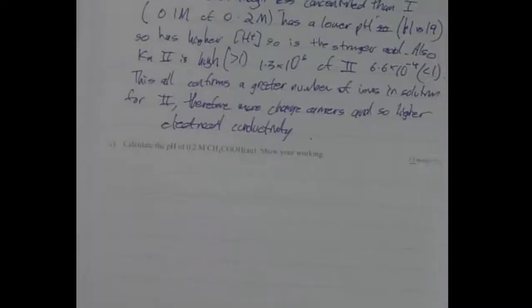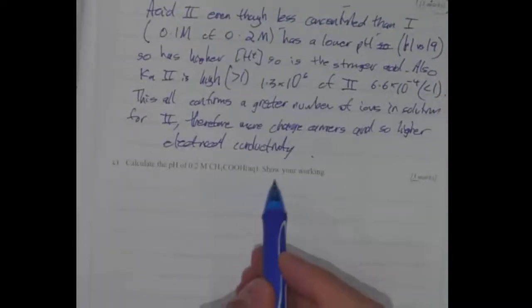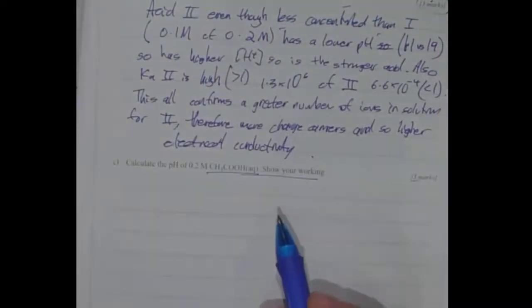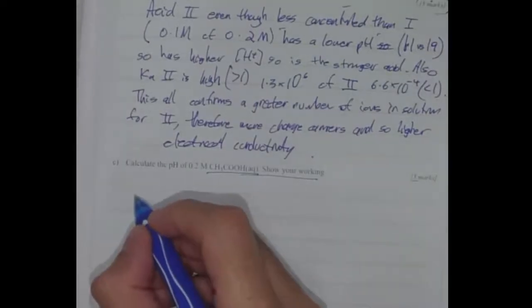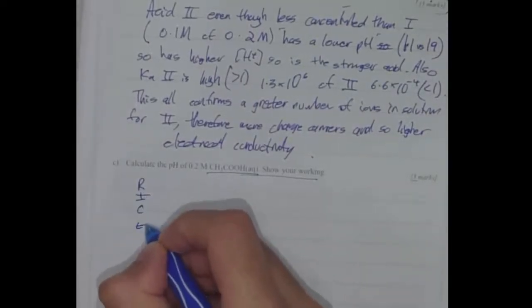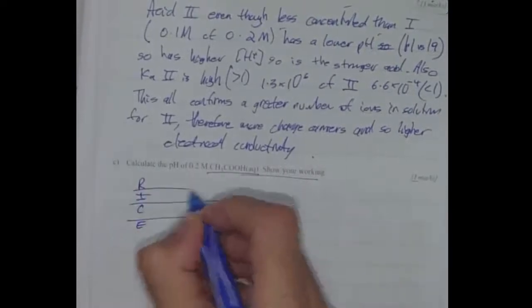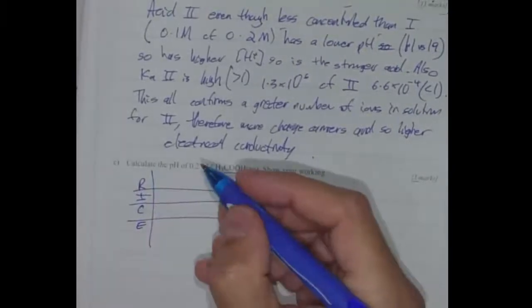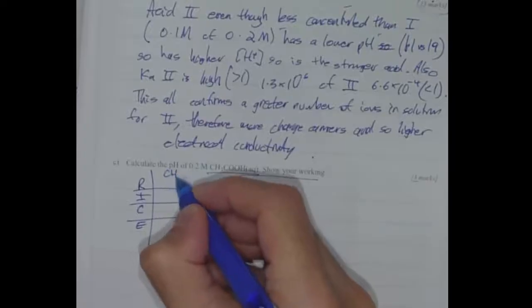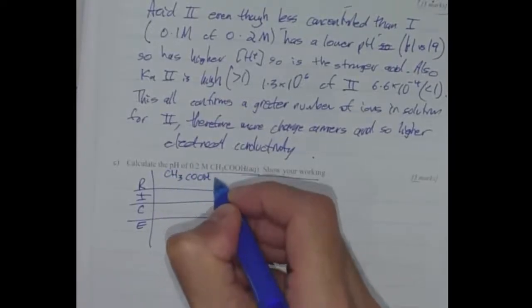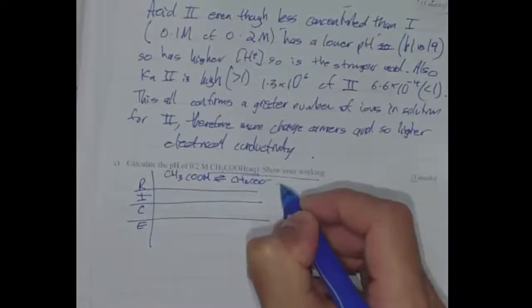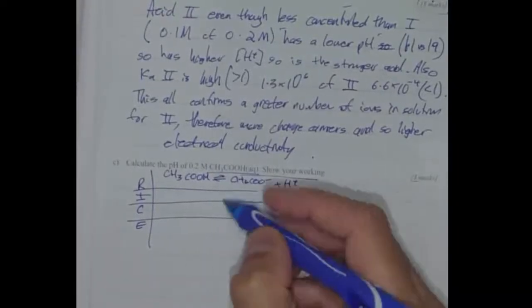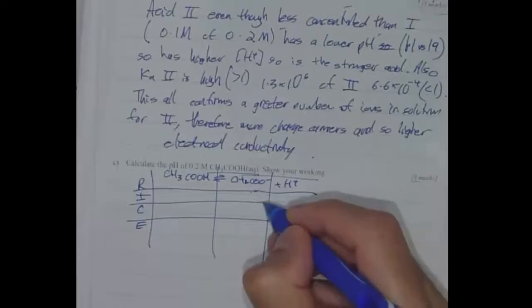Calculate the pH of 0.2 molar of this. All right. Always do a RICE table, whether you need to or not. Some mark schemes will ask for the RICE table, and you might not even need the RICE. Okay, so always do the RICE.